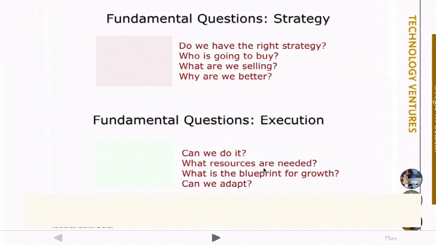And so our fundamental questions under strategy are: who's going to buy? What are we selling? Why are we better than the competition? Essentially, do we have the right strategy? Fundamental questions under execution are: what resources do we need? What's our blueprint? What's our plan going forward? How can we adapt? What unanticipated things might happen, and what are we going to do in response? Who do we need to execute on this business?